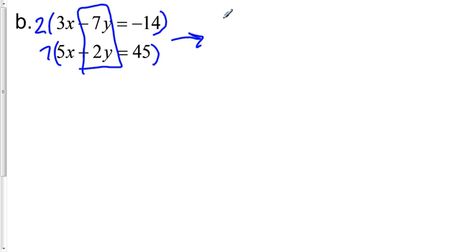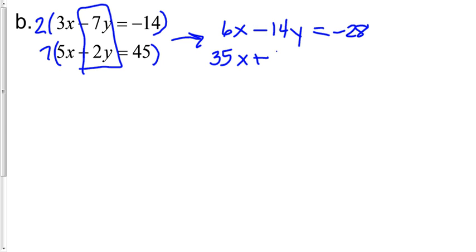So let's go ahead and rewrite our system. In the top equation, 2 times 3x is 6x minus 2 times 7y is 14y equals, don't forget to multiply this last number, 2 times -14 is -28. Second equation, everything gets multiplied by 7. So 7 times 5x is 35x, plus 7 times 2y is 14y, and that's equal to 7 times 45 is 315. Now I'm ready to eliminate the y's.